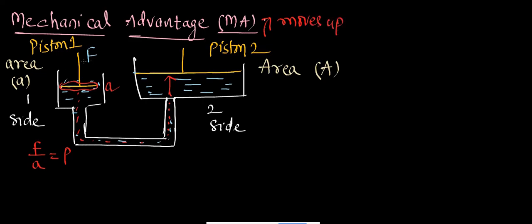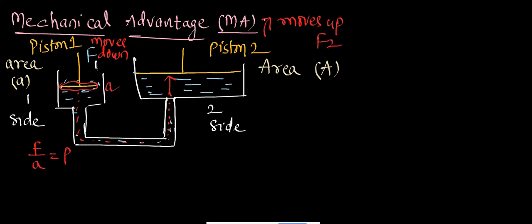When we have applied force on the piston 1, piston 1 was moving in which direction? It moves down. And here second side piston is moving up. Is this clear? Yes, ma'am. Okay, now with how much force it is moving up, let us take it as F2.